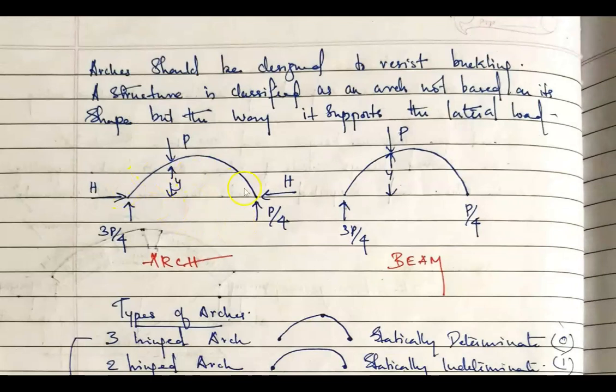Now we have yet another figure. In both these figures you have an arch only, but structurally the first one is an arch and the second one is a beam. The reason is that the first one has a horizontal thrust. Whenever this horizontal thrust is also induced at the supports, then only you call it arch action structurally. If horizontal thrust is not induced at the supports, you call it a beam, not an arch.